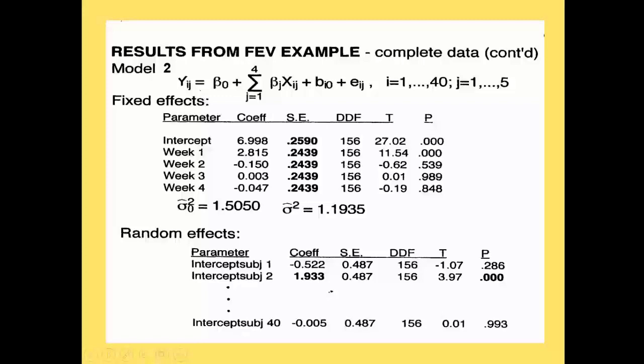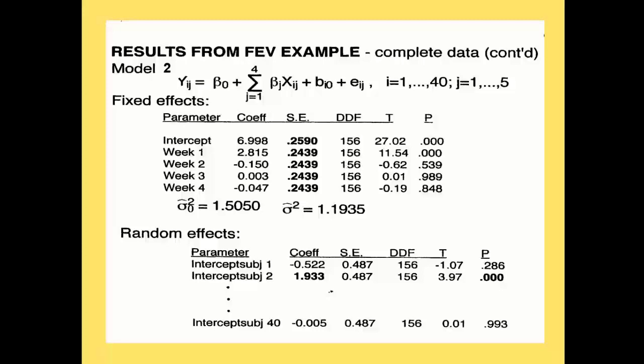This is a random effects model with a single random intercept. When you have a random effects model with a single random intercept, and you're assuming the error term, as PROC MIXED does, is independent, what's the correlation structure? Compound, exchangeable, or it's a compound symmetric variance covariance matrix, right? That's what it is.